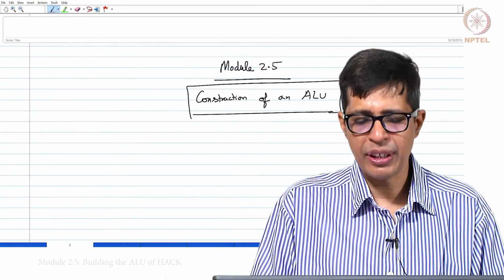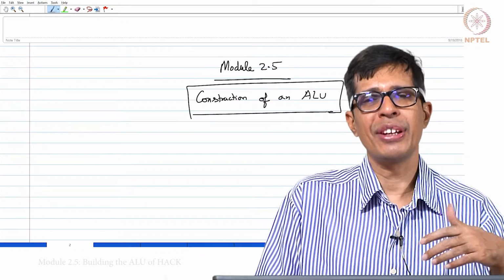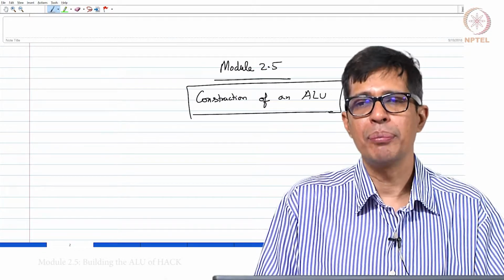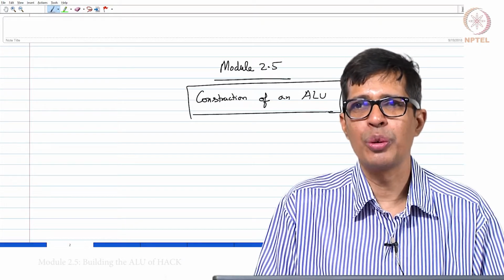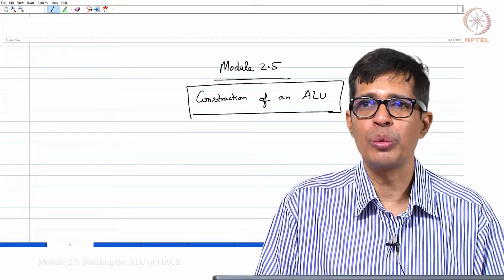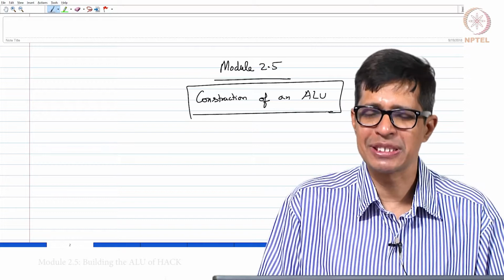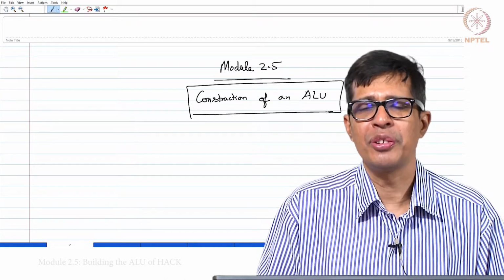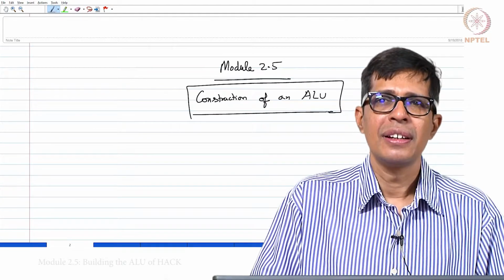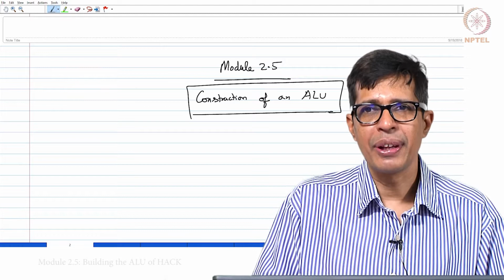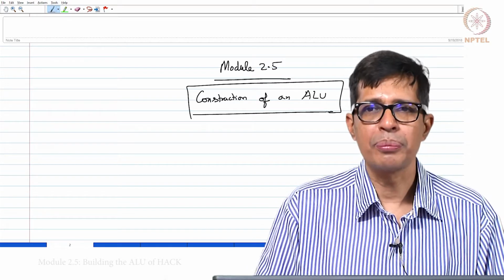Welcome to module 2.5, and we will be constructing an ALU using whatever we have seen so far. We have seen multiplexers, demultiplexers, 4-way multiplexer, 4-way demultiplexer, 4-way n-bit demultiplexer, 4-way n-bit multiplexer. So many varieties that you have seen. I hope you have coded all those things in your project 01. Now we will use that to construct this ALU as a part of this particular module.